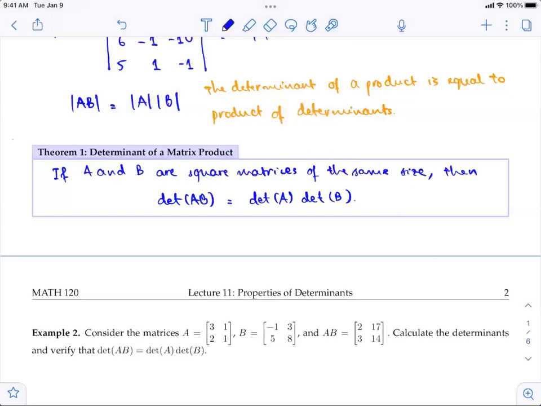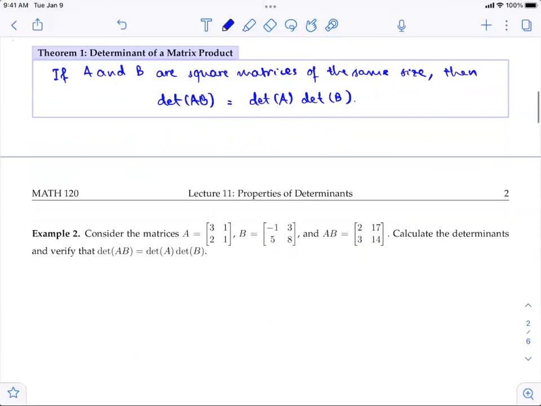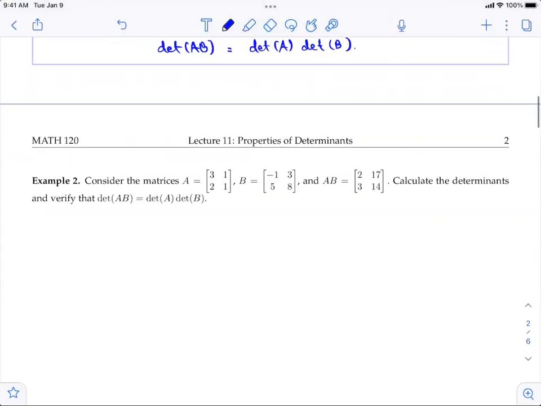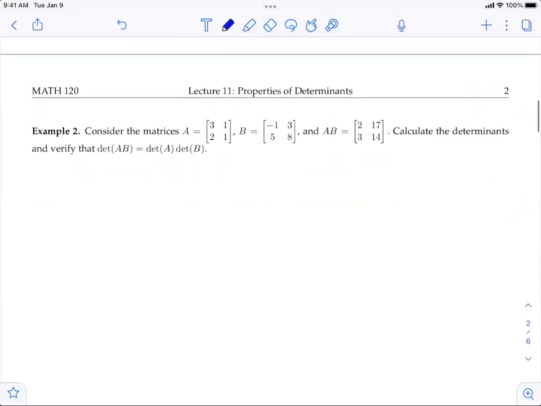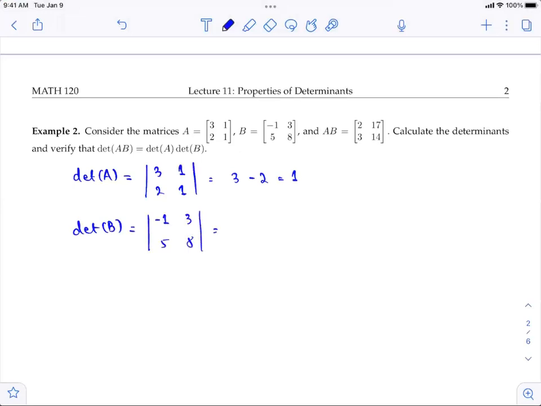Now we're going to see that relationship again in the next example. This is a lot easier calculation because it's just 2 by 2 matrices. The determinant of A, with rows 3, 1 and 2, 1, is 3 minus 2, equal to 1. And the determinant of B, with rows -1, 3 and 5, 8, is equal to -8 minus 15, which is equal to -23.